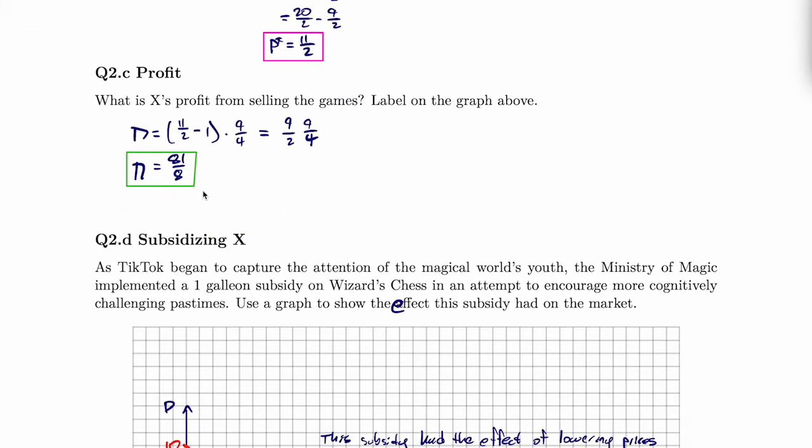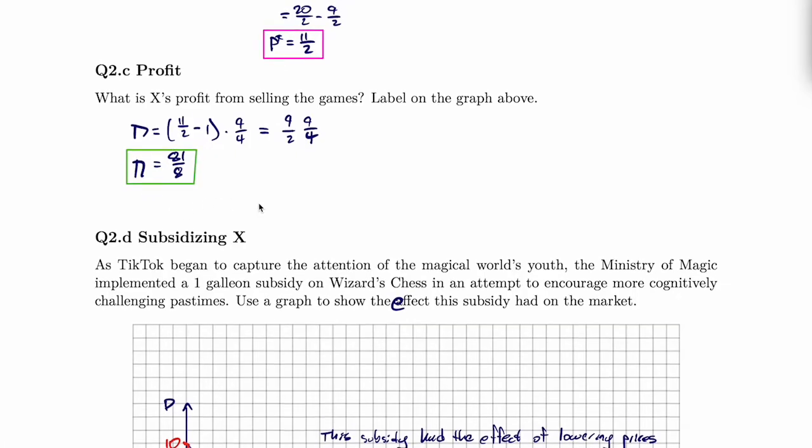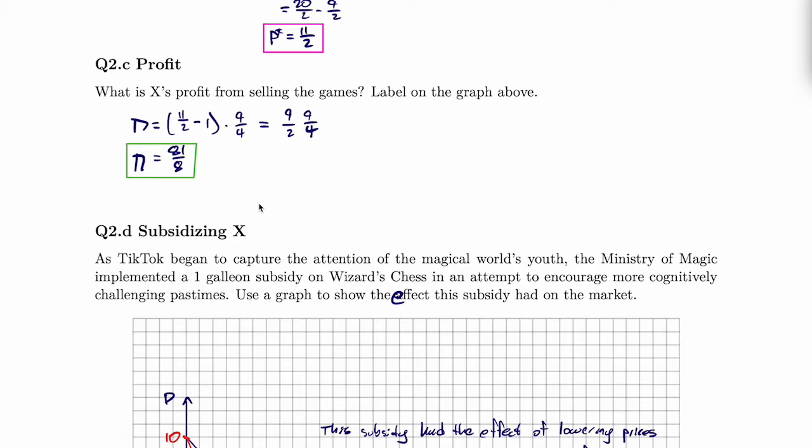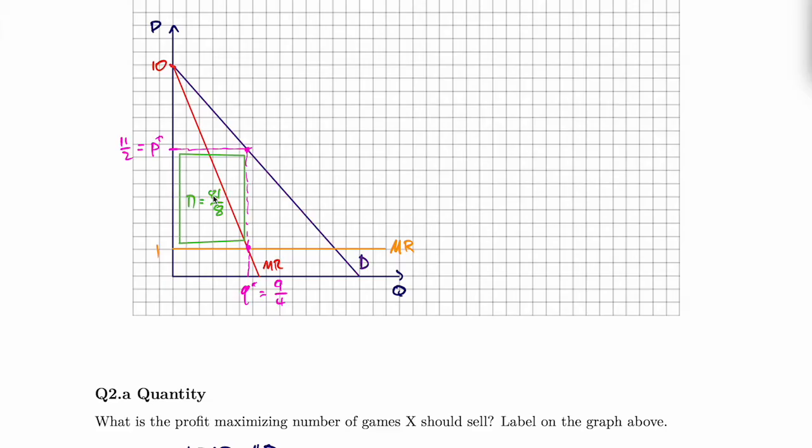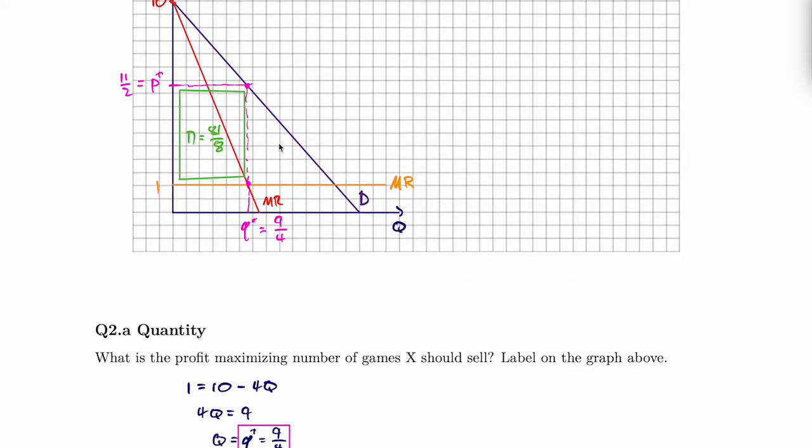And then we find profit. So we plug price 11/2 and quantity 9/4 into the profit equation, and that gives us 81/8 as profit. And we can plot that up here too. So here's our profit. This question doesn't explicitly ask for deadweight loss, but we could include that here. It's just the area under the demand curve above the marginal revenue curve inside the social planner solution.